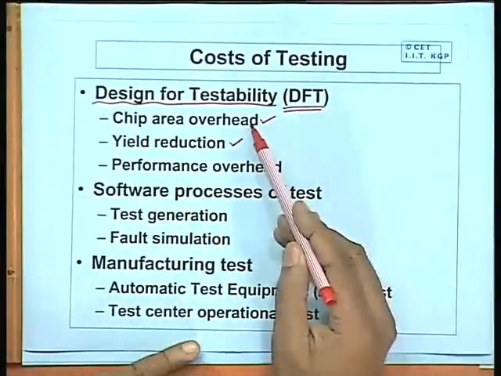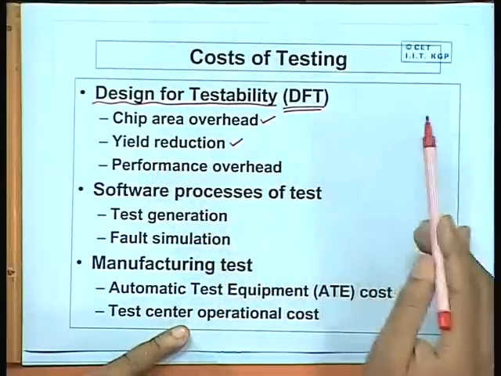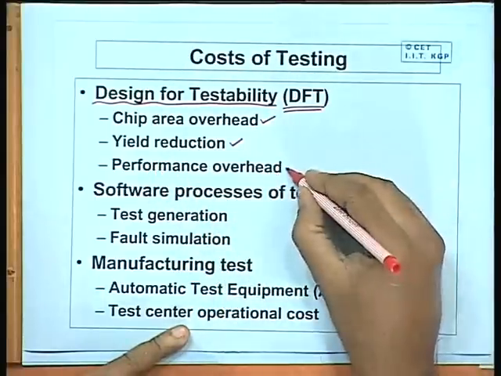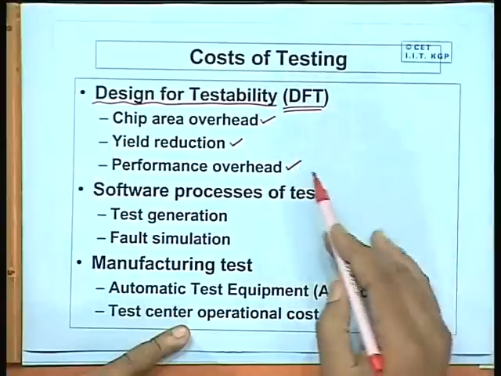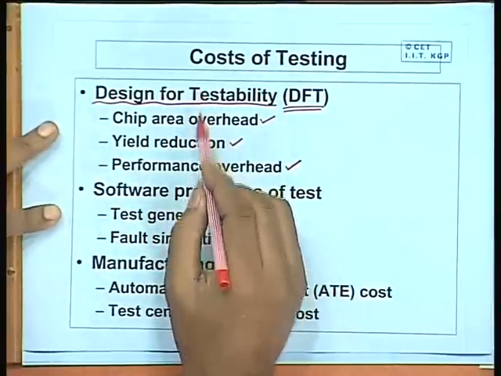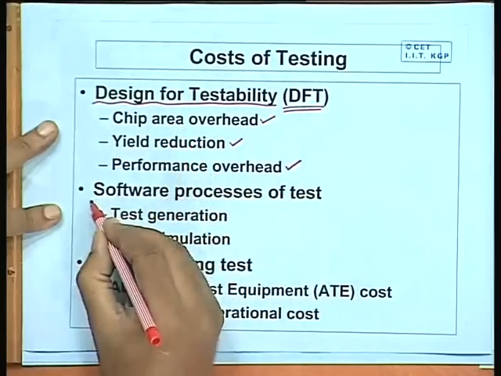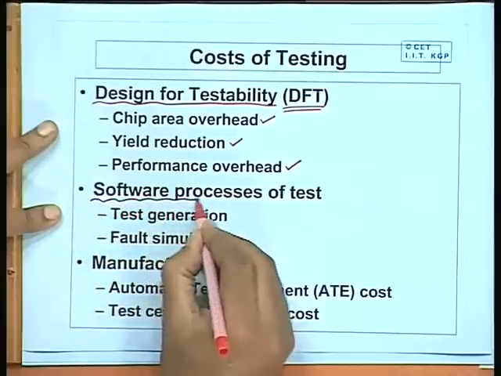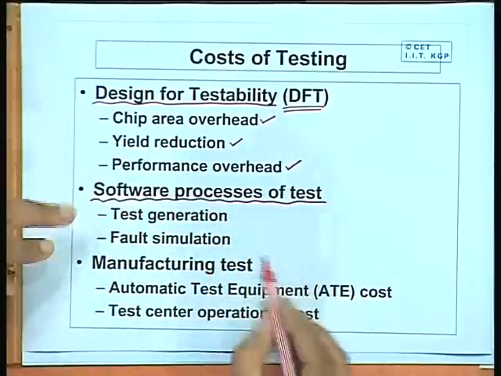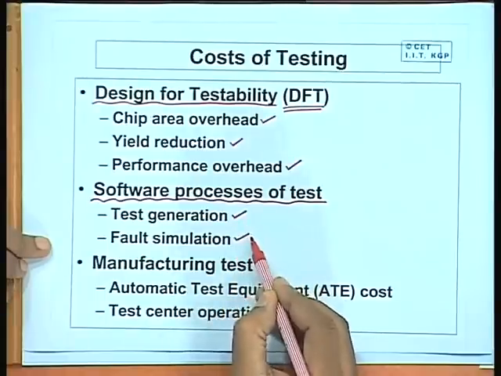And since we are introducing some extra hardware, some of this hardware will also be in the critical path of the circuit. So, the performance overhead will also be there. These are the extra overheads for DFT. Well, but during actual testing, you will have to apply the test vectors and you will have to evaluate the test vectors.